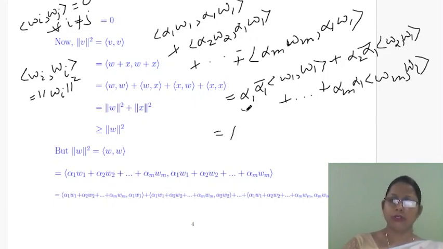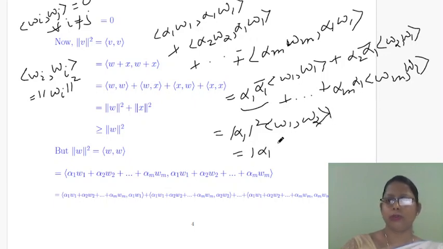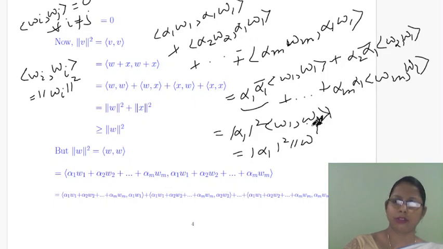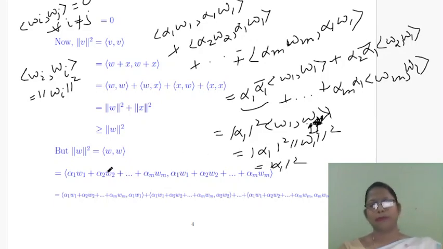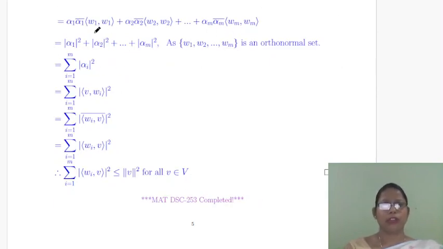So this is equal to modulus of alpha 1 square. Except for this inner product, all other inner products will be 0, so I am left with this one. In the next step, it is modulus alpha 1 square times norm of w1 square, which is equal to modulus alpha 1 whole square. So finally, I will get modulus of alpha 1 square plus modulus of alpha 2 square plus dot dot dot modulus of alpha m square, as w1, w2, dot dot dot wm is an orthonormal set.